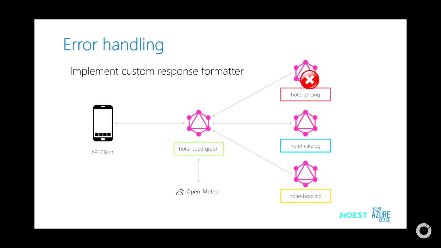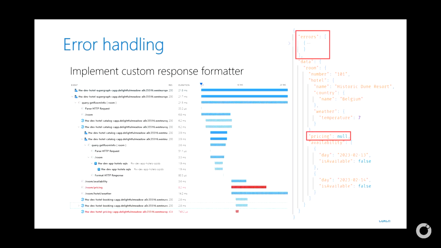So as a result, we implemented a custom response formatter that made sure that we returned an HTTP 200 instead of an unhandled exception. And that made sure that our client also got an HTTP 200 with all the data that we were able to fetch, except the pricing data.